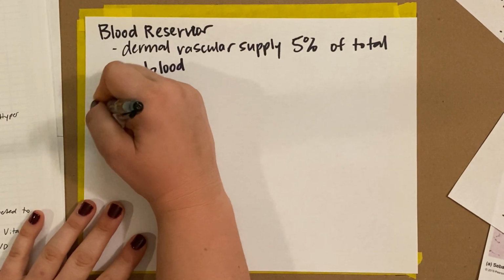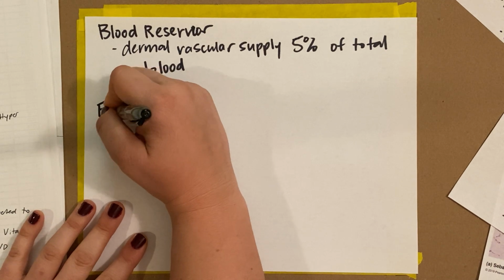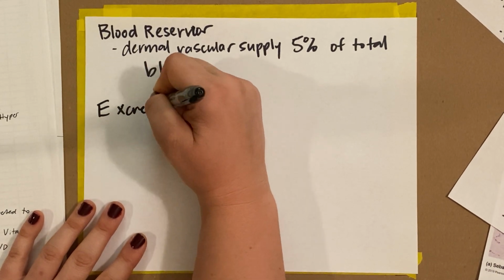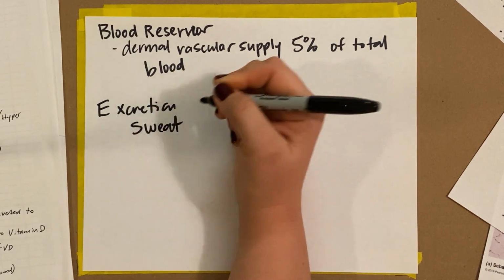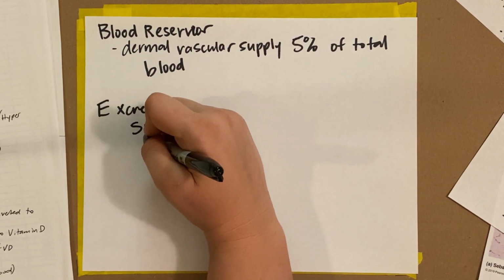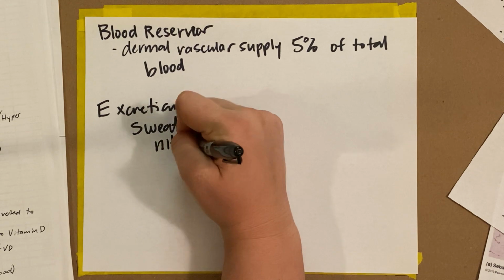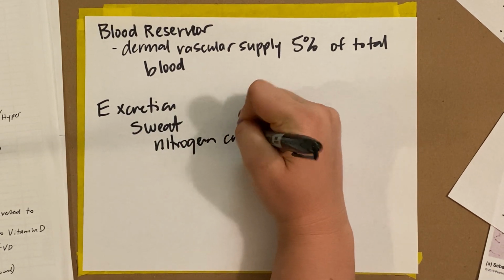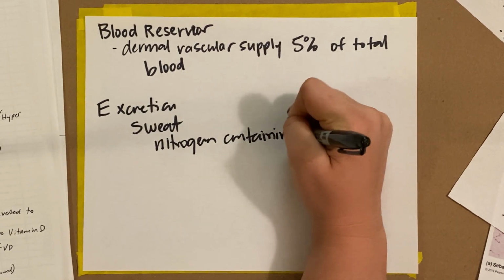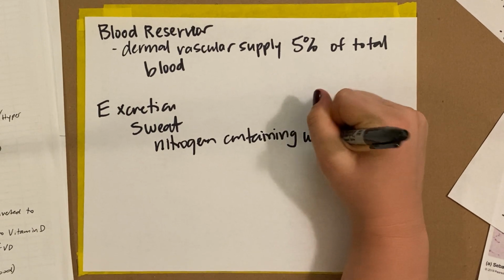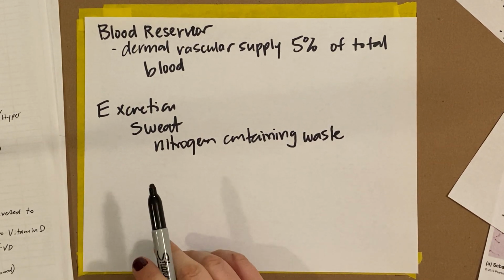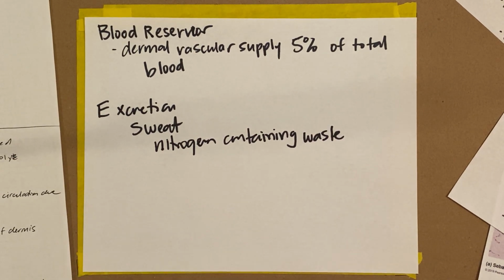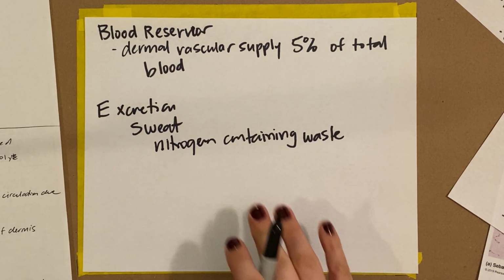The last major function of the skin is going to be excretion. Okay, and so we get rid of sweat, but sweat is going to have some nitrogen containing waste. So this is one way that we will remove some nitrogen containing waste. Okay, and so those are the main functions of the skin.